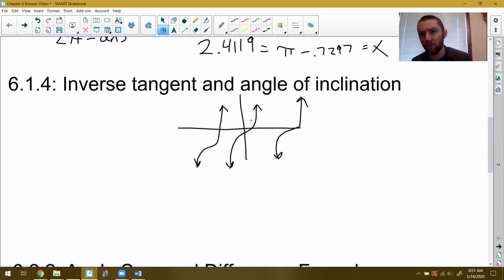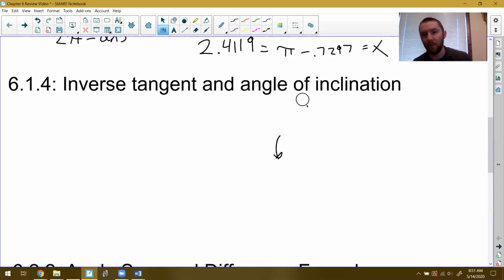So we also restricted the range here. But remember that there was no restriction on the domain, okay? For sine and cosine inverse, we weren't allowed to put in anything besides numbers between -1 and 1. But for tangent, we can put in anything, okay? We can put in literally any number into tangent inverse, and it will give us some angle, okay?